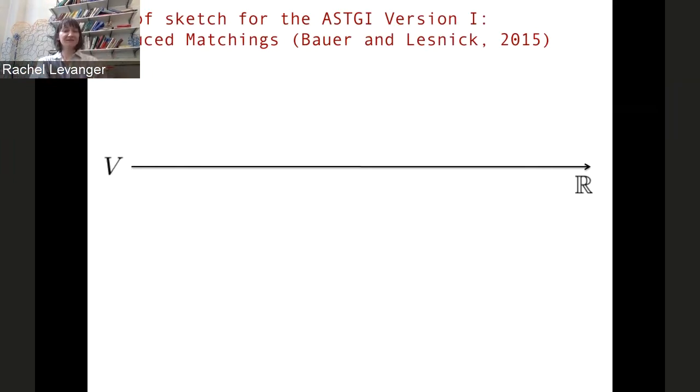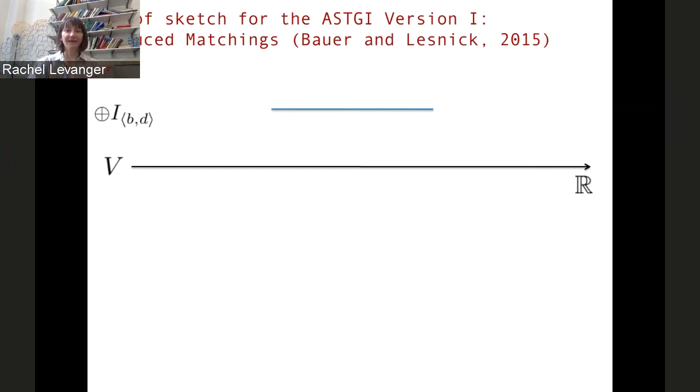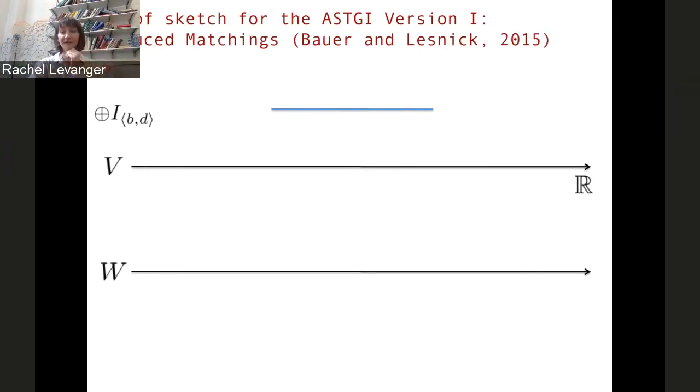So say we have our persistence module V. This is the one that we can compute. Oh yeah, so we can turn that into a direct sum of interval persistence modules up here. So we've got our barcode decomposition of V up at the top. And then let's pretend V is just a single interval for now to simplify things. And say we've got another persistence module W that we can't compute, and we've got some persistence module morphism between them.